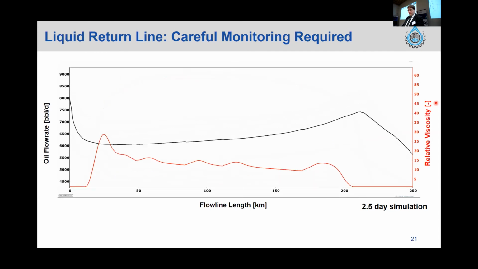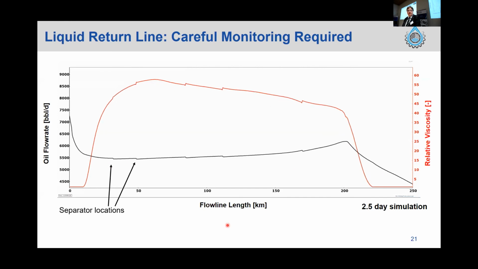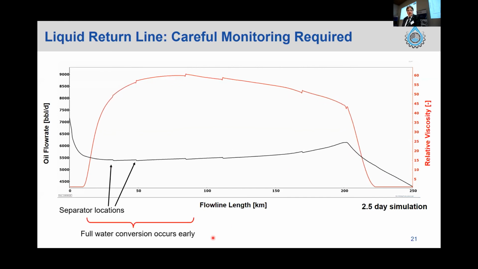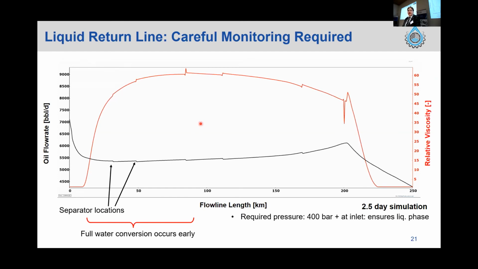So if we play this video, firstly, we should note these little bumps here. This is where you have your separators. What you wind up seeing is that very quickly, because the curve is coming up and then plateauing, this is basically indicating that all the water that is in the system is converting fairly early on. We find that to actually drive this liquid system, we need a 400 bar pressure at the inlet. Now, this is actually kind of advantageous because it means that as we move along the line and pressure drops, we don't wind up going into the gas phase.